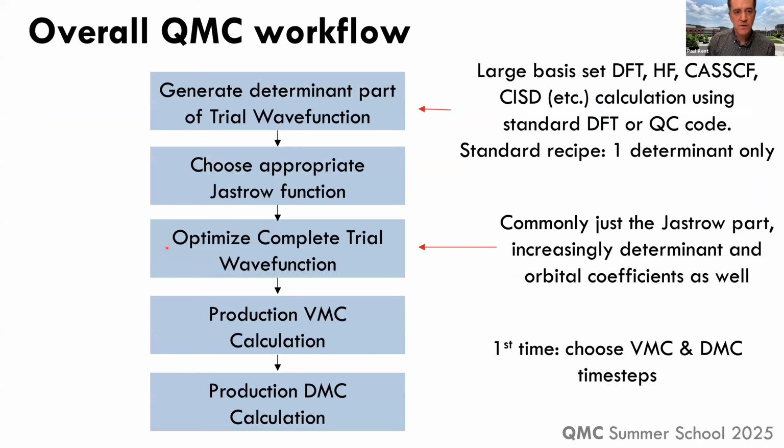So now let's look at the overall QMC workflow. We've essentially added a block at the bottom. So what we're going to do is generate the terminal part of the trial wave function using a large basis set DFT calculation or quantum chemical calculation. I'm recommending here we start with one determinant. We then choose a Jastrow function, optimize it, and then maybe do a longer VMC calculation. Once we have the trial wave function, we can then do production diffusion Monte Carlo calculations. And then, much more importantly than for VMC, the first time we do a system, we've got to come up with a plan to test a few different time steps.